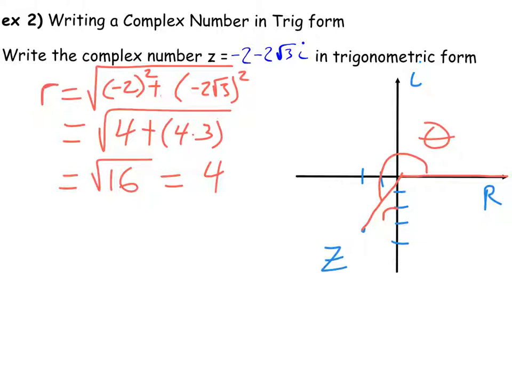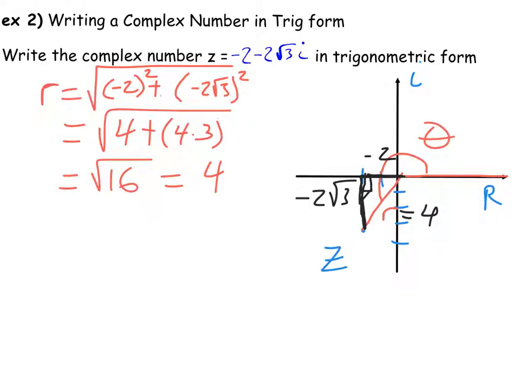So now here's what we have on our diagram. We got a lot of information here. Okay, we know this side is -2. This side is -2 square root 3. And we just found that r is 4. To get our angle, essentially what we need is an inverse trig function. Okay, but you have some options here.